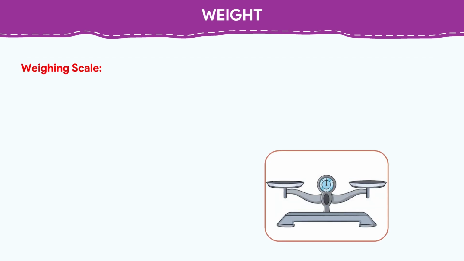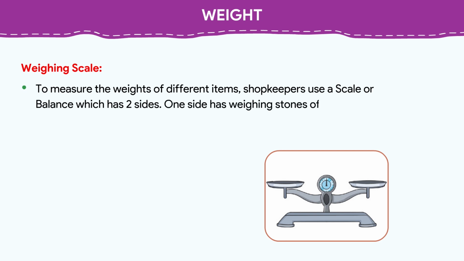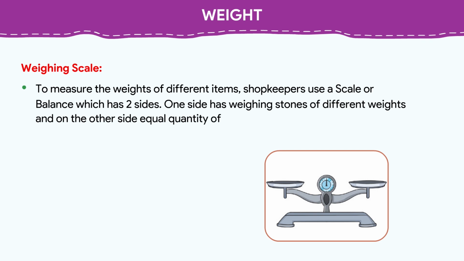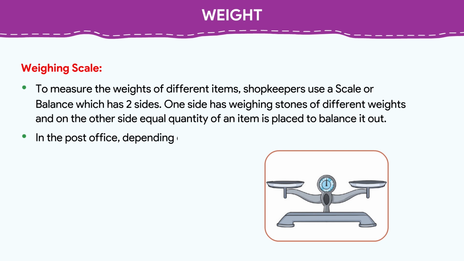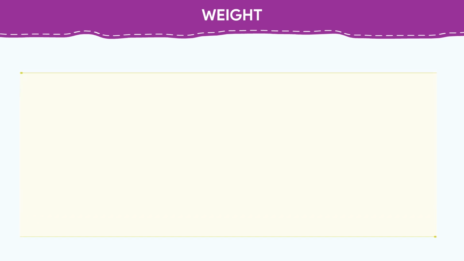Weighing scale. To measure the weights of different items, shopkeepers use a scale or balance which has two sides. One side has weighing stones of different weights, and on the other side equal quantity of an item is placed to balance it out. Post office: depending on the weight of the parcel, the postal rates are charged from the customer.